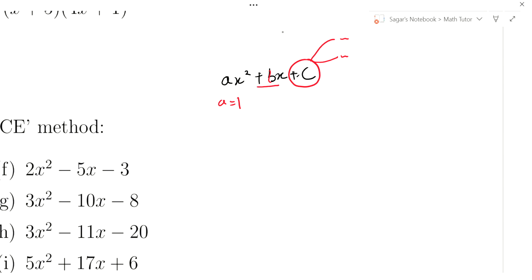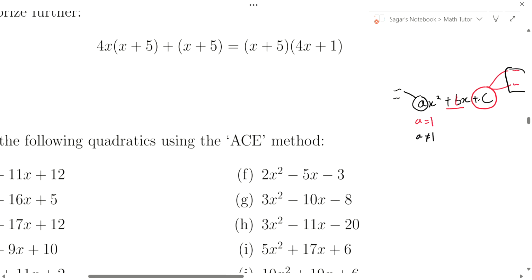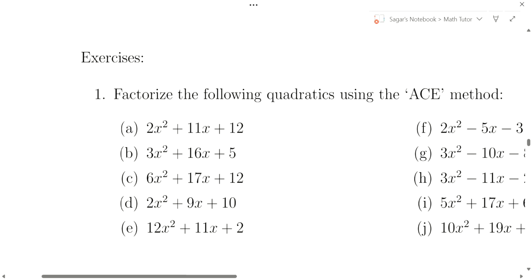Now what if a is not equal to 1? Now that compounds our trial and error problem, because we have to have two values that should also correspond to the other two values in order to factorize. Now the AC method simplifies this tedious trial and error method. So let's do question A, and this will cement the method.